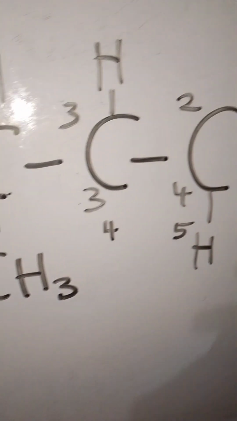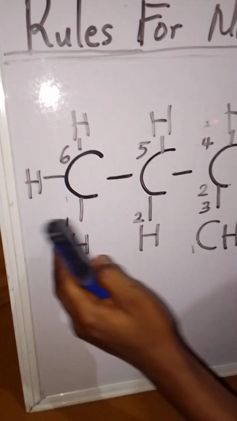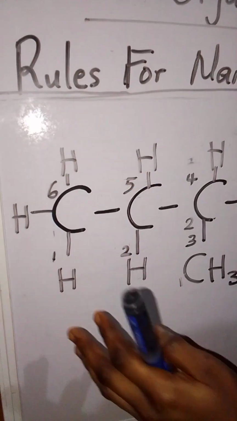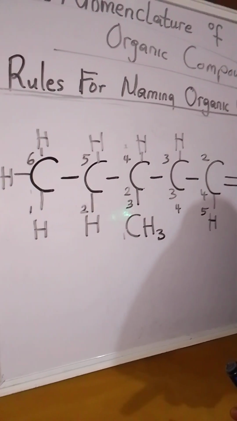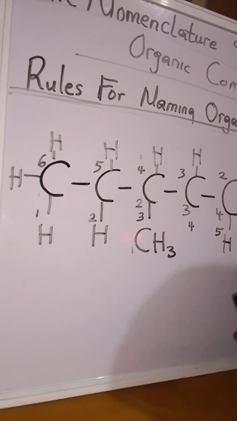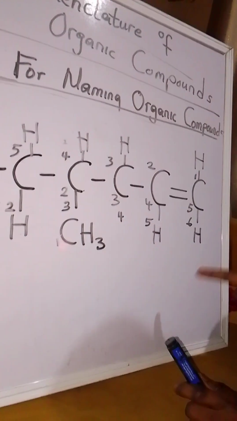So which one is the best to pick? We can either pick this or this, from the beginning to the end or from the end to the beginning. But how do we know the best to pick? That brings us to rule number 2. Do you remember rule number 2? You are going to number close to the substituents available in the compound.